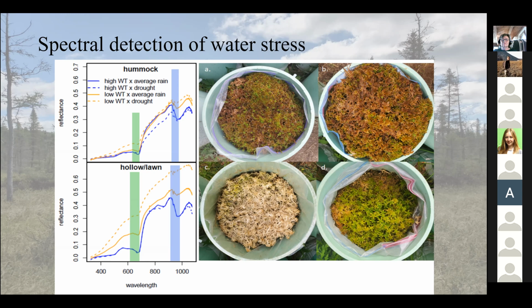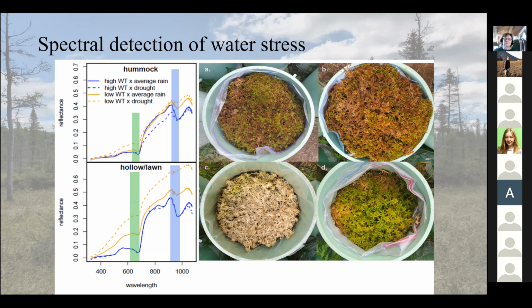You can see in both bands, there's a little dip in the figure. And so those are the greenness and wetness dips. So the steeper the dip, the more green or wet the moss is. And you can see in the bottom half of the figure, that orange dashed line representing hollows with low water table droughted rainfall treatments. There's hardly any dip in it, telling us that hollows with that treatment were very dry and bleached, just like you see in picture C.